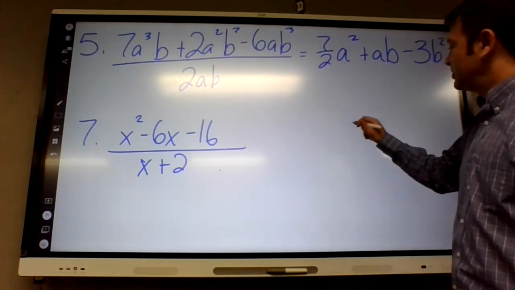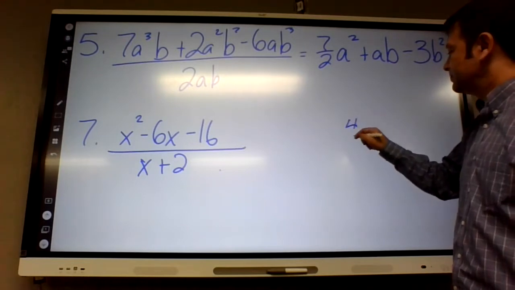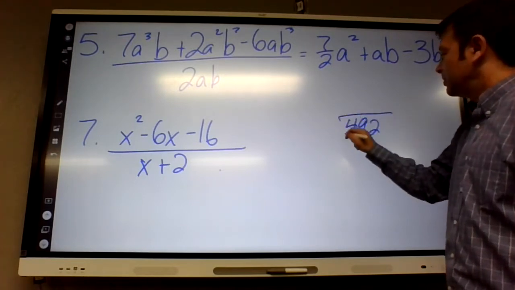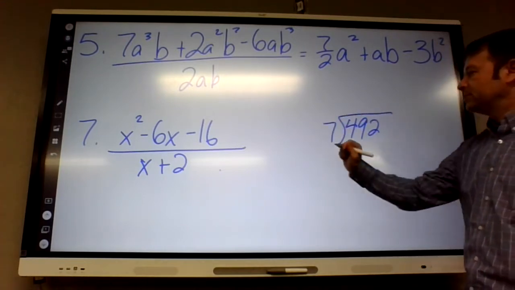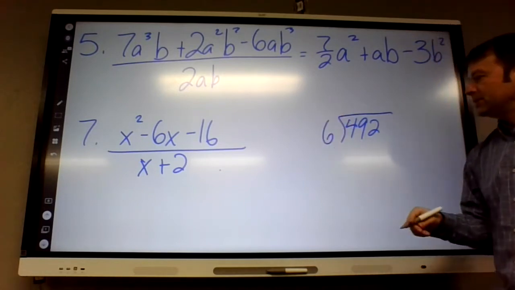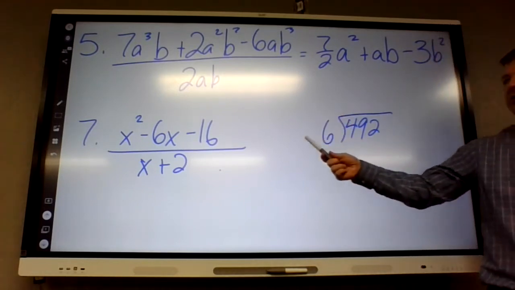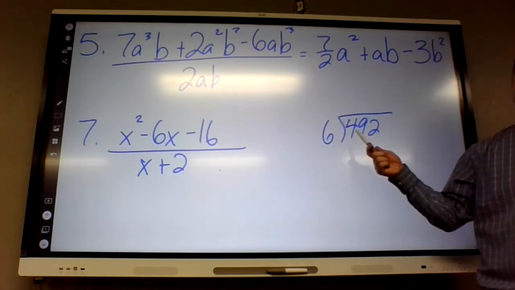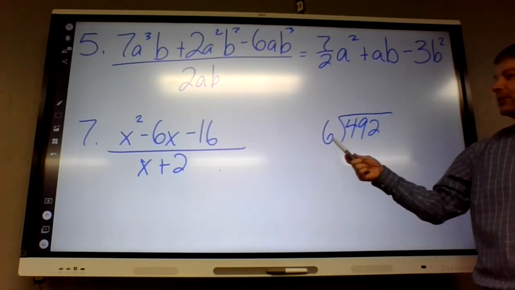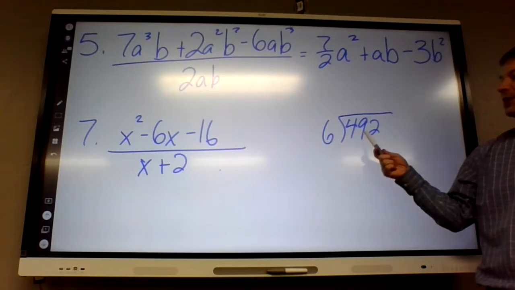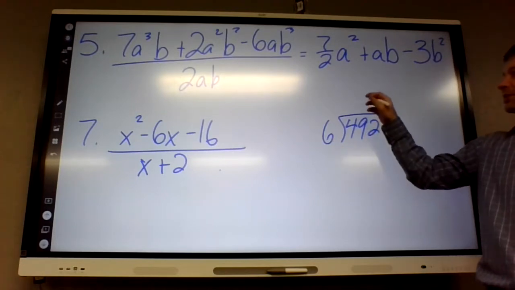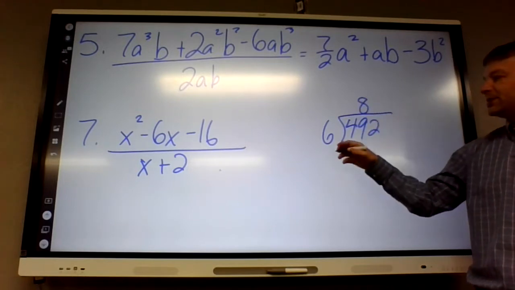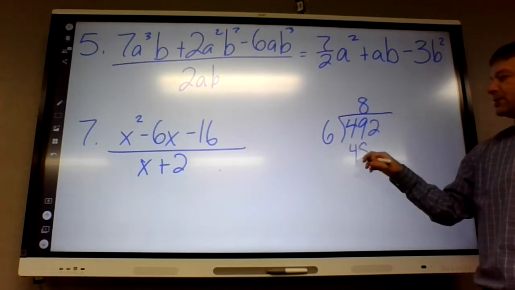Long division is just like that. Or here, let me do this. This is polynomial long division. This is just normal long division. You guys remember how to do this? It's kind of important. How did we do this? 6 goes into 49 how many times? No, 8. 8 times 6 is 48. You guys remember this?